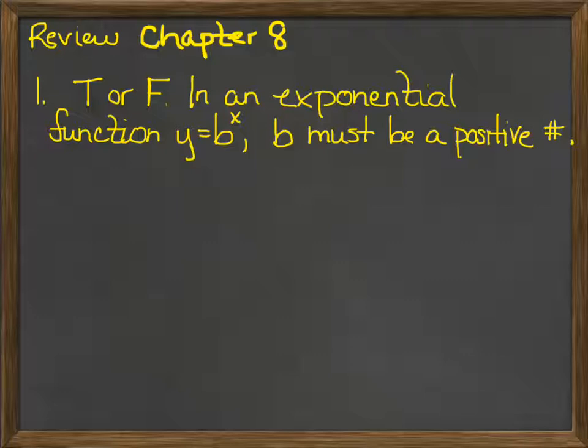B must be a positive number, the base. That is true. In addition, B cannot equal 1. Next. Y must be a positive number. In other words, whatever I put in for X is always going to produce a positive. In this case, it's true. You have an asymptote. There's no number you can put in for X that's going to create 0 or a negative.